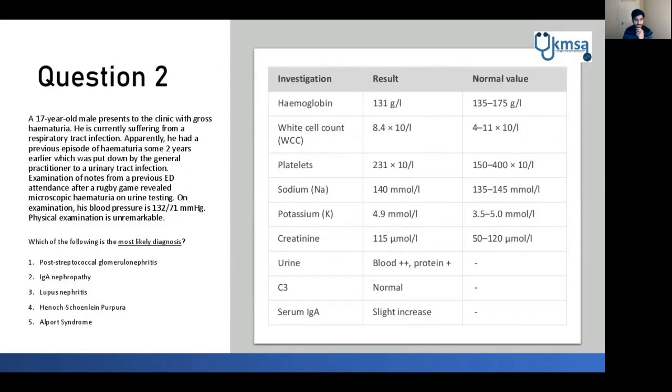So on exam, his blood pressure is fine. Physical examination is unremarkable. So let me look at his bloods. I'll let you guys go through that, and then the question is, which is the most likely diagnosis? So what I'll do is I'll launch the second poll, and you can take your time reading through it.